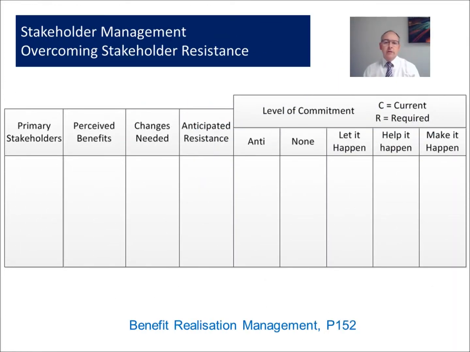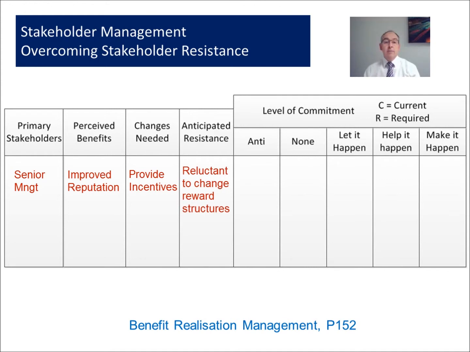The previous slide identified the theory. Let's look at a worked example. And again, I'll refer to Gerald Bradley's book, Benefit Realisation Management. So on the left-hand side, we have our senior management. And the perception is that our project will improve the organisational reputation. One of the changes needed is to amend the way we incentivise our employees. We've got to provide incentives for them to change behaviours. But we recognise that senior management are reluctant to do this.